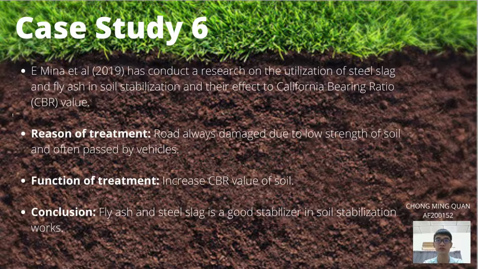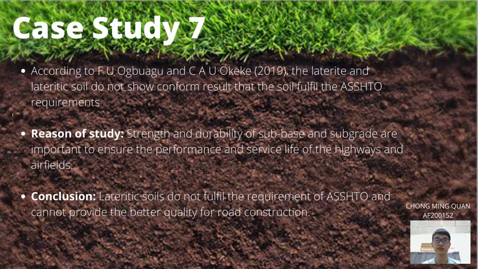Case study 6 is about the research on the use of steel slag and fly ash in soil stabilization and their effect on CBR value. This research showed that fly ash and steel slag are good stabilizers in soil stabilization work since they can increase the CBR value of soil. Case study 7 is a research to determine whether the lateritic soil fulfills the requirement or not.